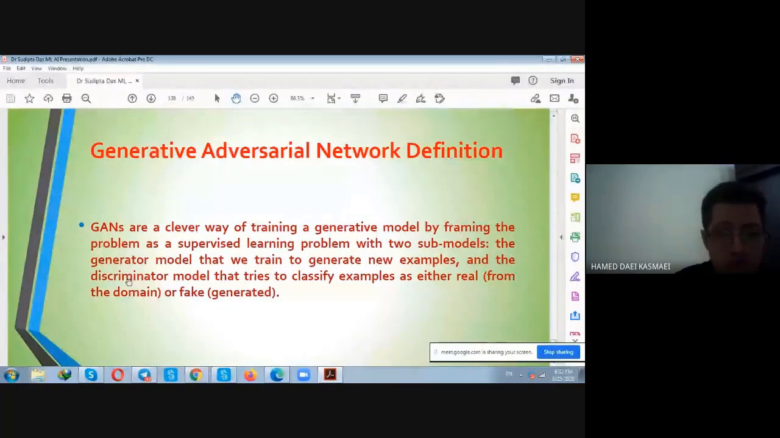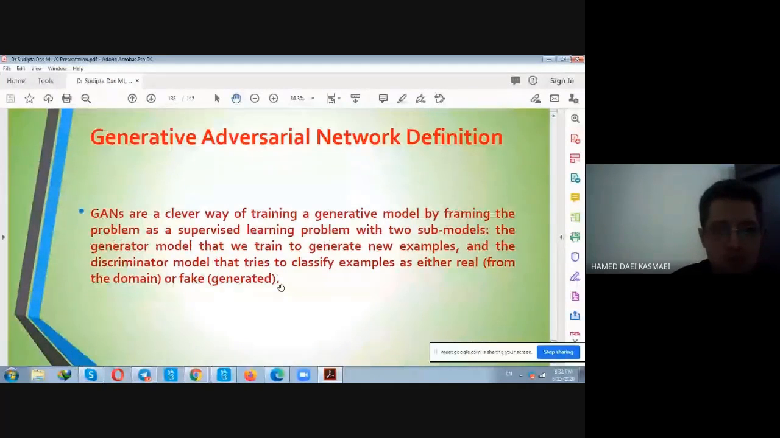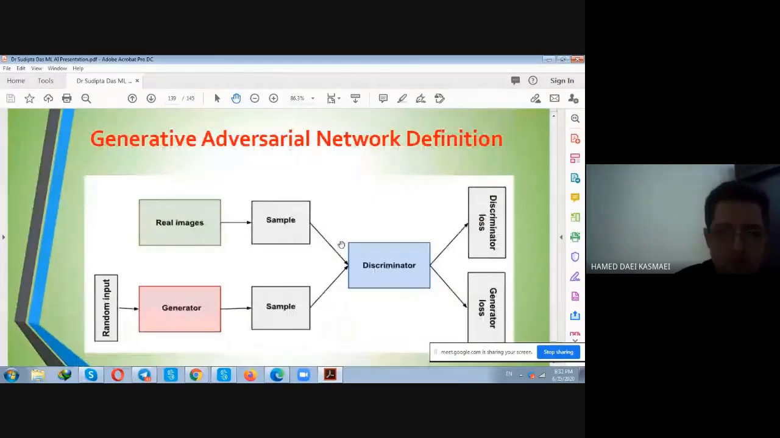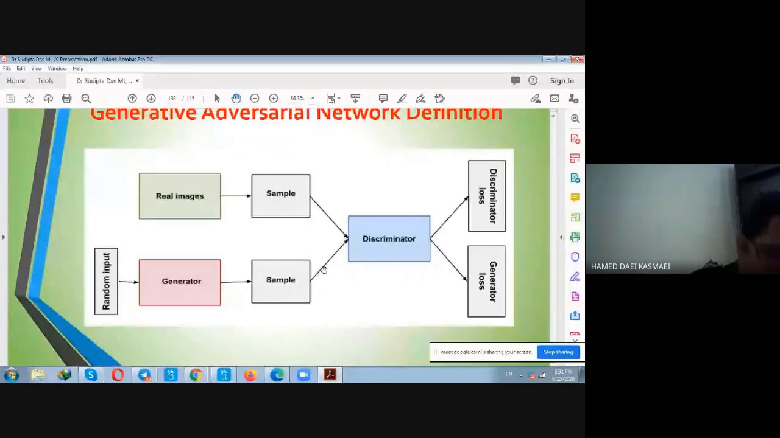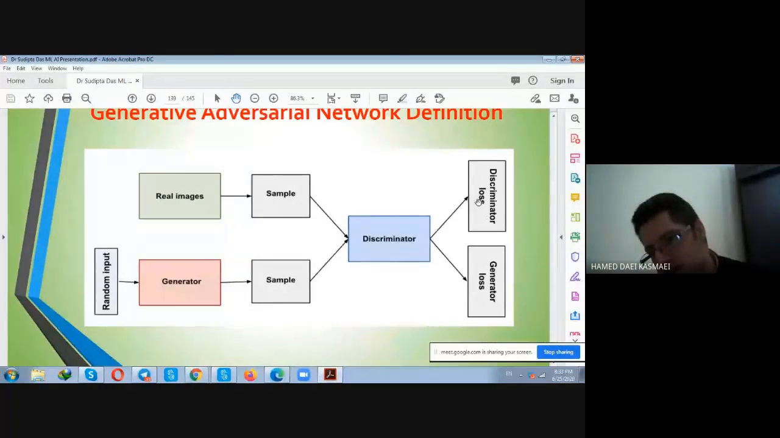Please see these submodels that are adversarial: the generator model that we train to generate new examples, and the discriminator model that tries to classify examples as either real from the domain or fake generated. This information is real or fake. This Twitter information is real or fake. Okay, so this is very important. In generative adversarial networks, you can see the block diagram here. This is random input, real images, generator, samples. Here is the discriminator, and you will see the discriminator loss here and the generator loss here.